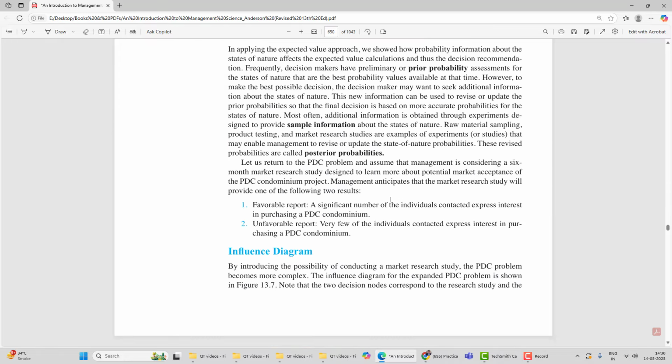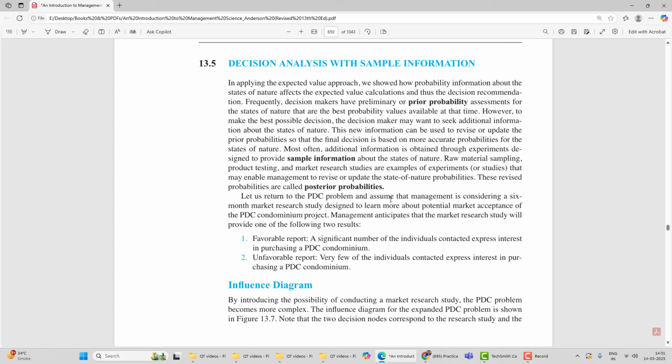Now, the theory behind it is that right now we have a prior probability available. Let me read it so that you will understand. The decision makers have preliminary or prior probability assessments for the states of nature that are the best probability values available at that time. So we use 80% for S1, high demand probability, and 20% for low demand probability as our prior probabilities.